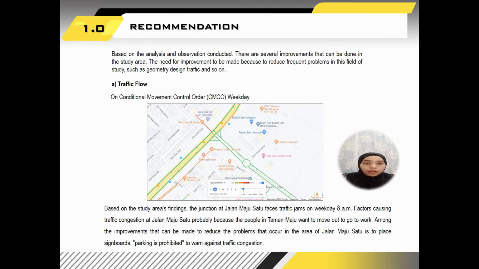First, traffic flow under the Conditional Movement Control Order, CMCO, on weekdays. Based on the study area findings, the junction at Jalan Maju 1 faces a jam on weekdays at 8 am, probably because the people in Taman Maju are going to work. Among the improvements that can be made to reduce the problem in the area of Jalan Maju is to place signboards stating parking is prohibited to warn against traffic congestion.